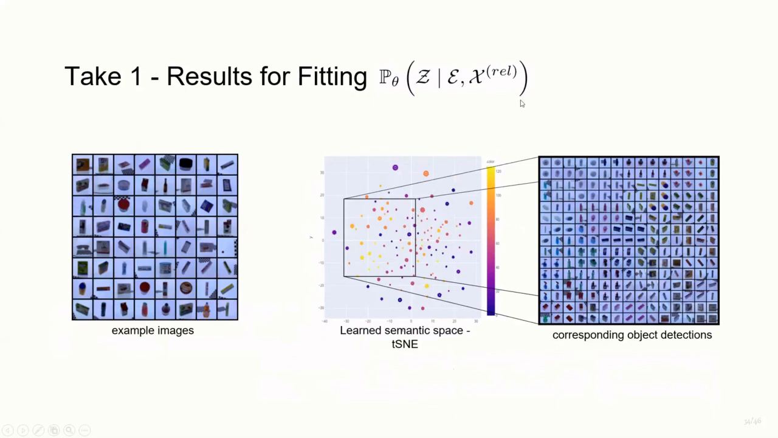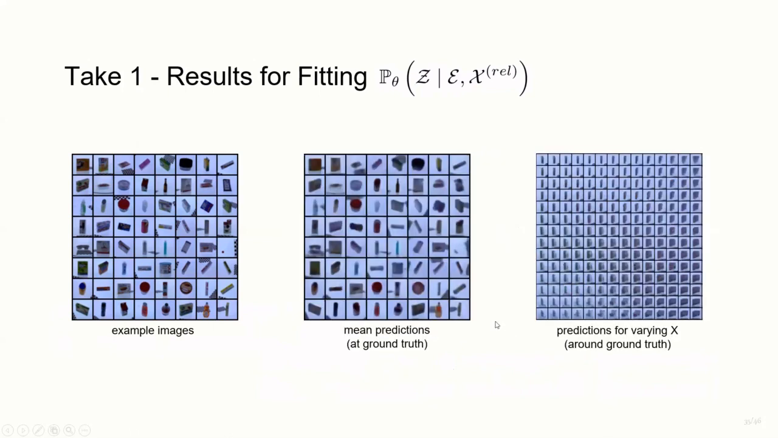Here are some results from fitting this model on example frames. In the middle is the learned semantic t-SNE representation of this learned semantic space and the distribution of the corresponding object detections. Here, this model predicts frames from a given relative viewpoint and relative embedding. So here are the mean predictions of this model. On the right is a visualization where we took some frame and the corresponding representation vector of the object and played around with the relative pose. We can see that the model picked up nicely the viewpoint dependence.